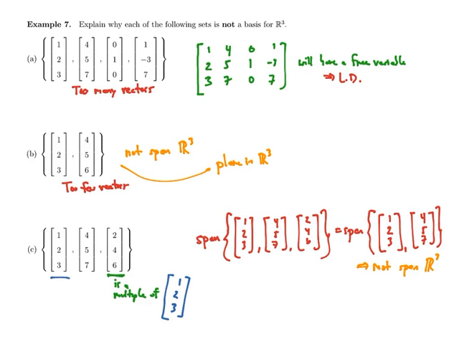So just because you have the right number of vectors does not necessarily mean that we are going to have a basis. This is a linearly dependent set as well. I should say, this is not linearly independent.